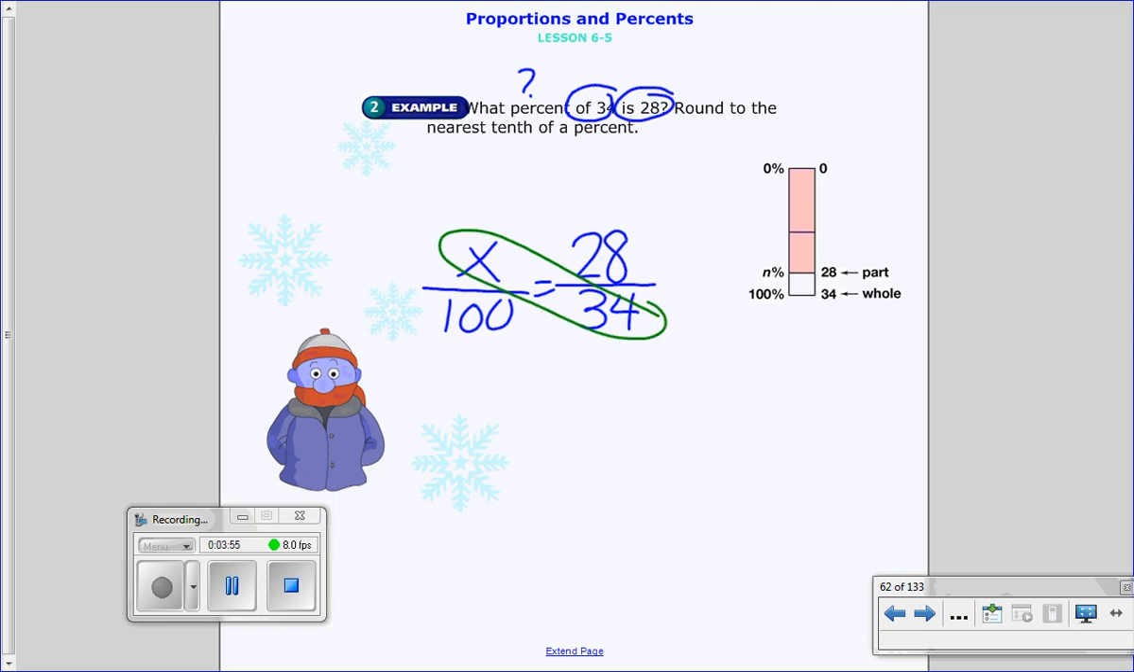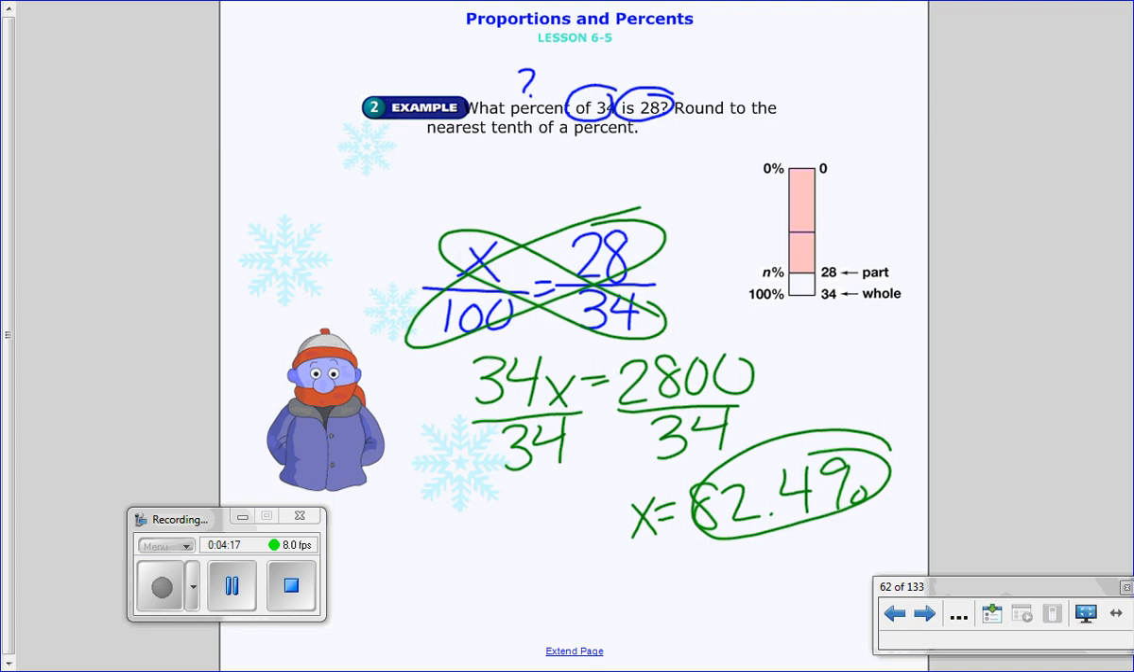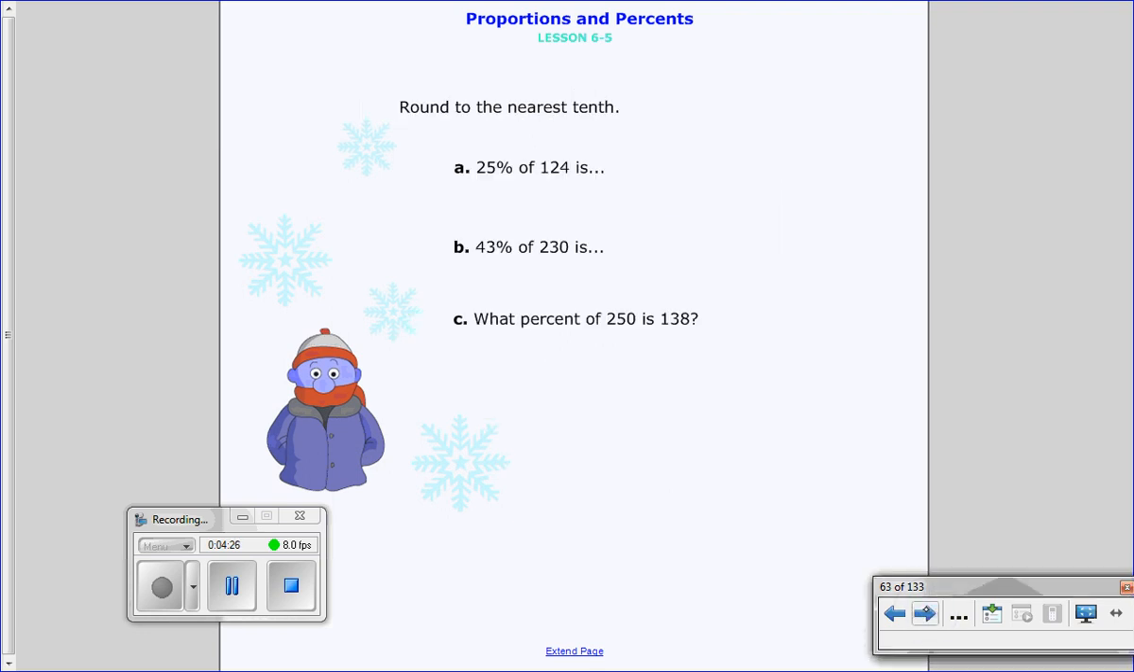And we solve. 34 times x is 34x. 28 times 100 is 2800. And we're going to go through those steps and just solve it. And you get x is, and I'm pulling out my calculator, 2800 divided by 34 is 82.4%. That would be your answer. And again, you ended up with 82.35, but they wanted it rounded to the nearest tenth. That's why I rounded to 4/10.